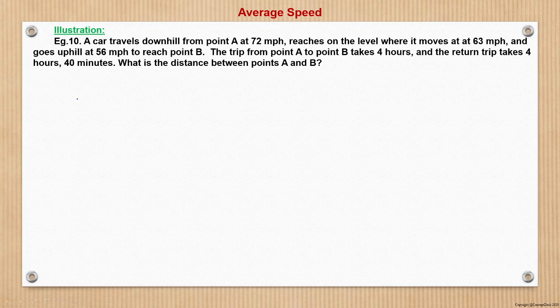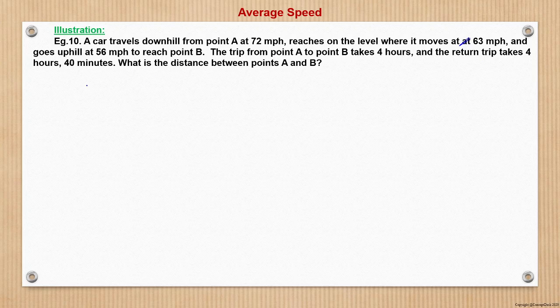Now question number 10 is a very standard problem we have seen in many of the textbooks. This has appeared in CAT also, I think. A car travels downhill from point A at 72 miles per hour, reaches the level where it moves at 63 miles per hour, and goes uphill at 56 miles per hour to reach point B. The trip from point A to point B takes 4 hours and the return trip takes 4 hours 40 minutes. What is the distance between point A and B?